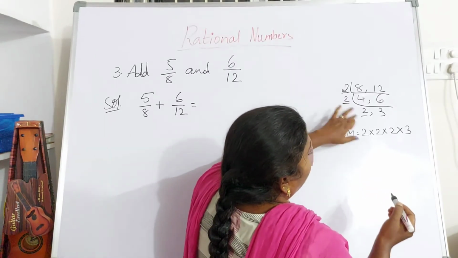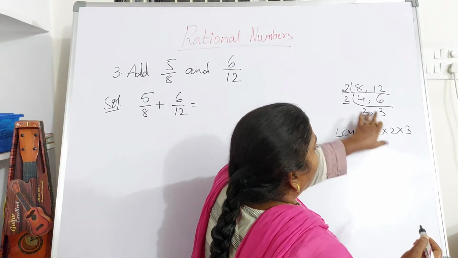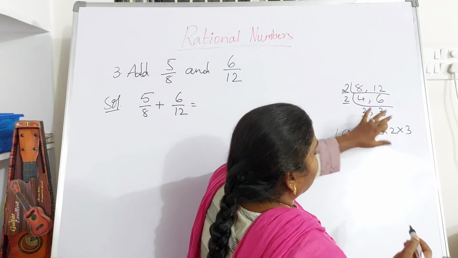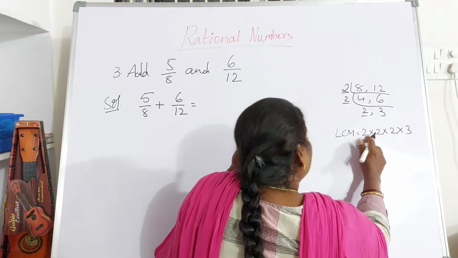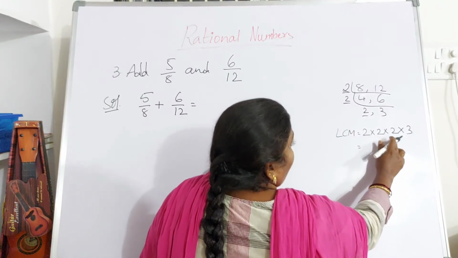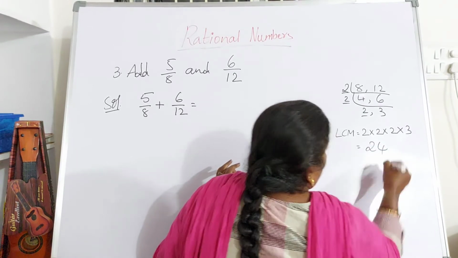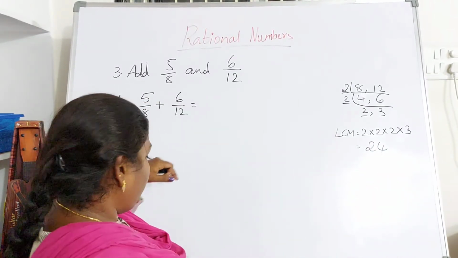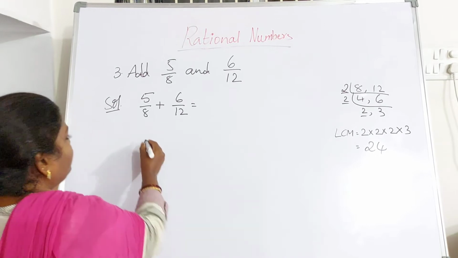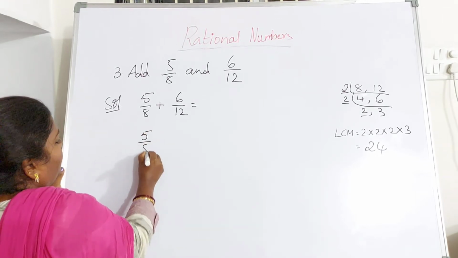Now 3 is repeated 3 times, so 3, 2 into 2 into 2, and next multiply with 3. Now it is 2 2s 4, 4 2s is 8, 8 3s is 24. So LCM is 24.